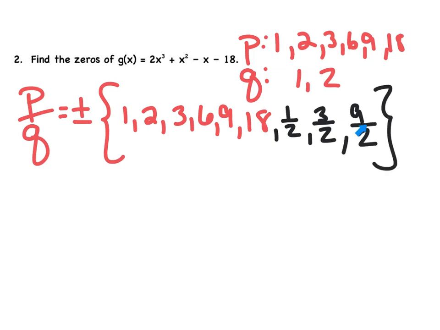So I have a total of 1, 2, 3, 4, 5, 6, 7, 8, 9, and double that, 18 possible places where I could have zeros. If this function has a 0, it's guaranteed to be in this list. So I'm going to start checking them by storing the value in my calculator.